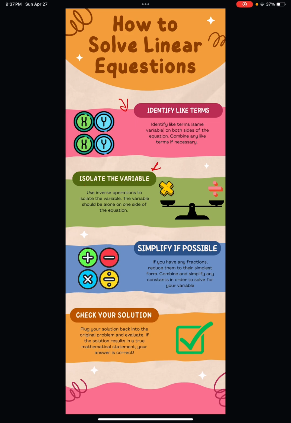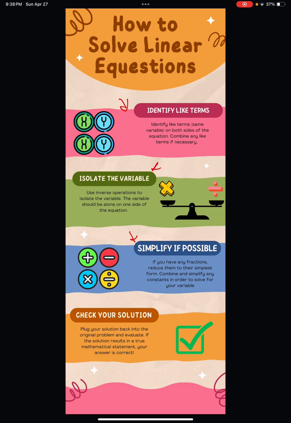After you complete that, we move on to simplifying if possible. This means if you end up with any fractions, remember you always have to reduce them to their simplest form. Also, combine and simplify any constants if we need to.